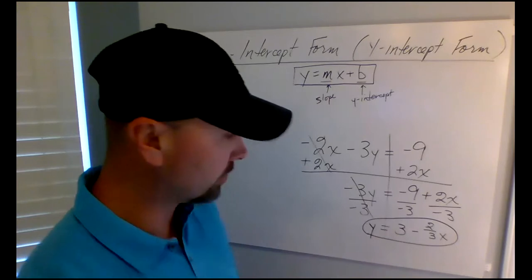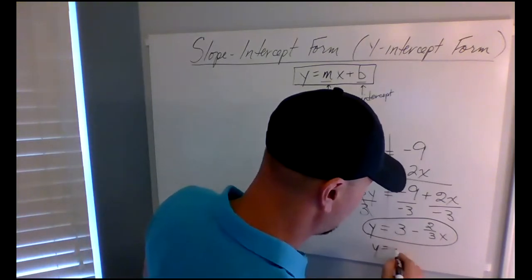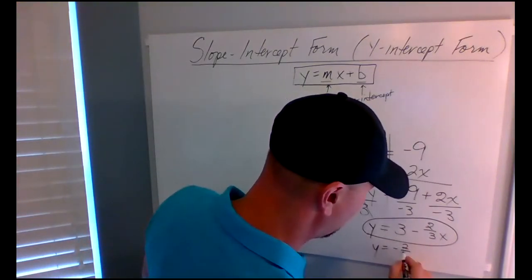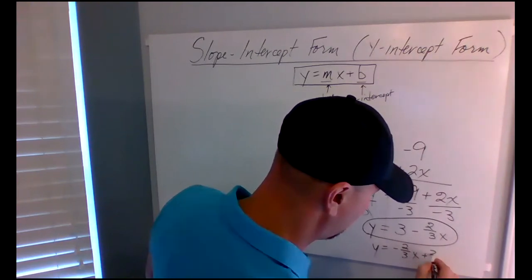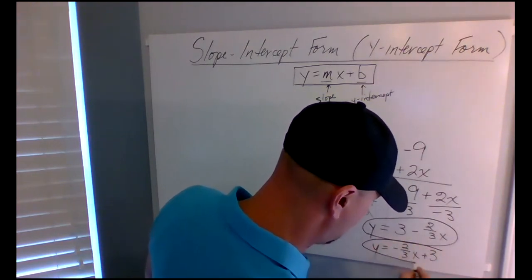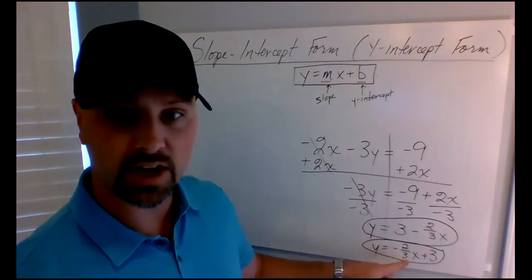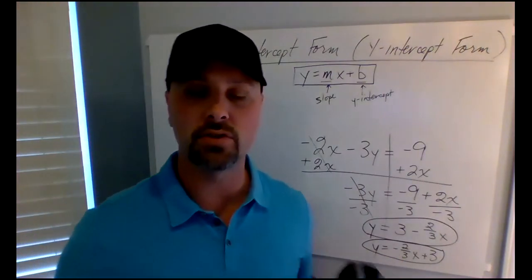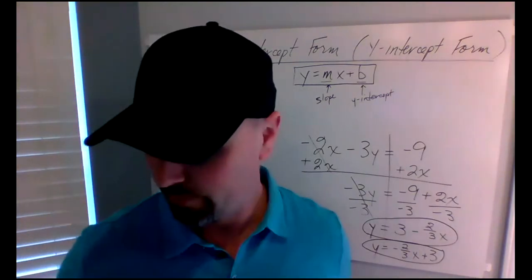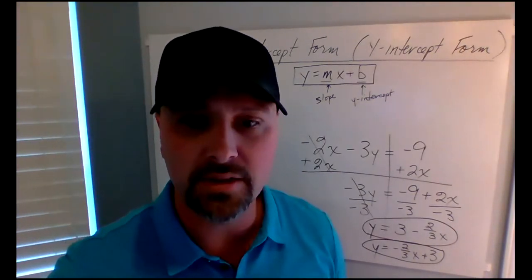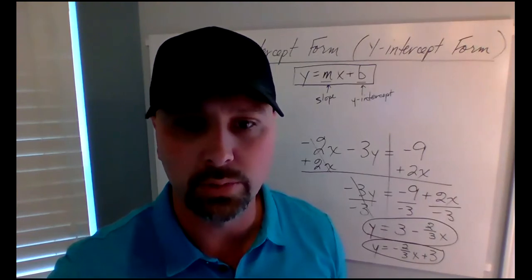If you wanted to rewrite it in the correct order, that would be your equation: negative 2/3 x plus 3. Doesn't matter as long as you locate where they are. What's attached to the x is going to be your slope.